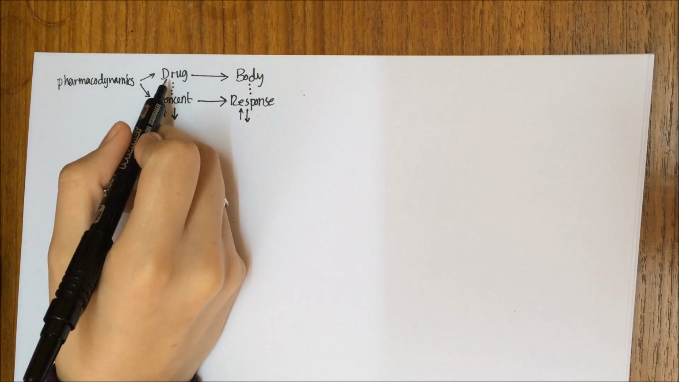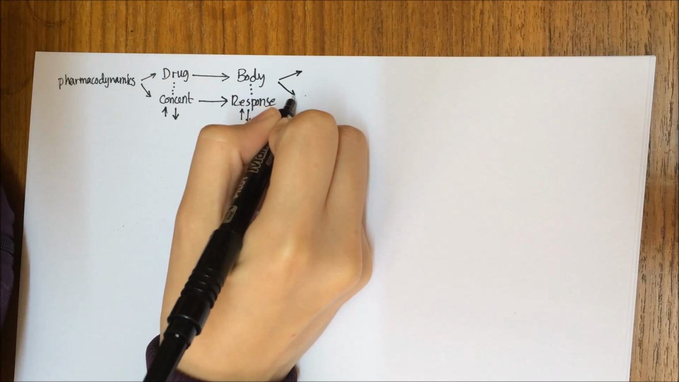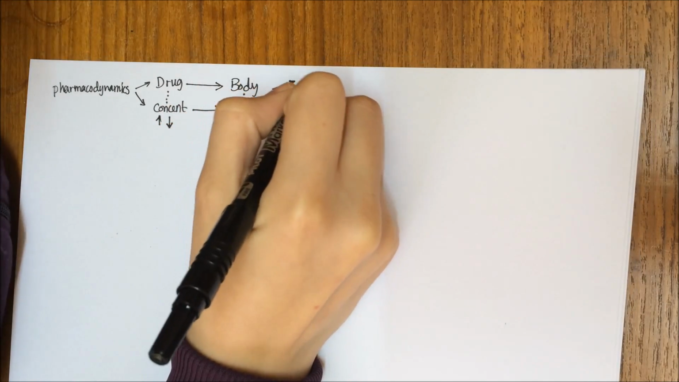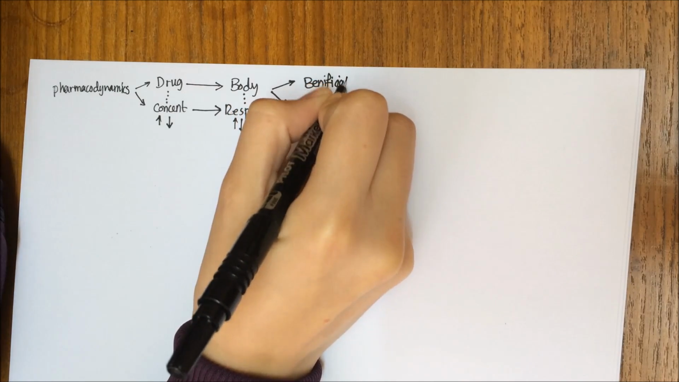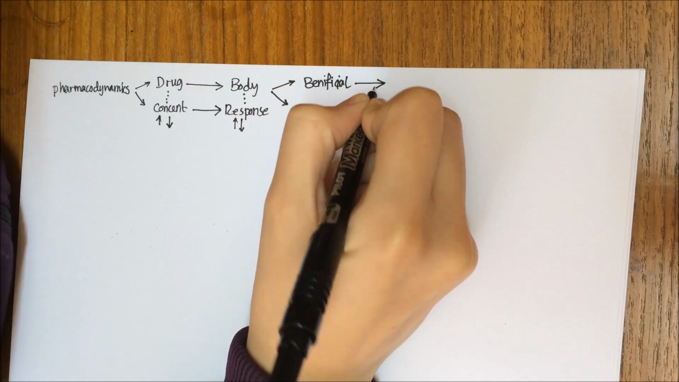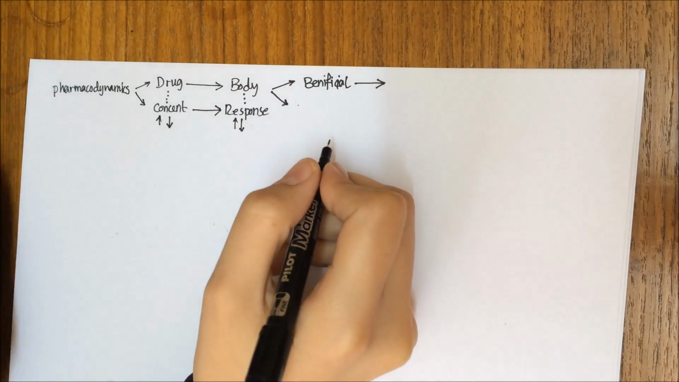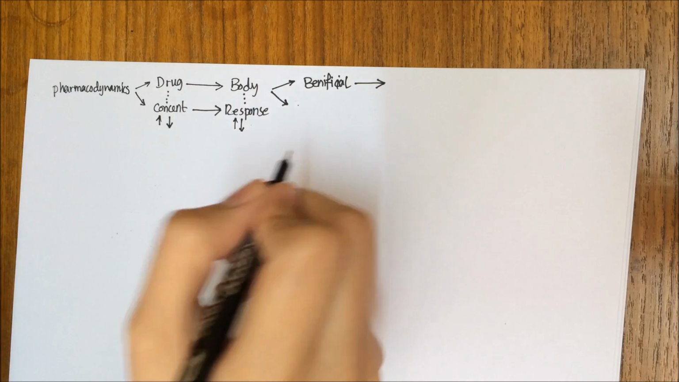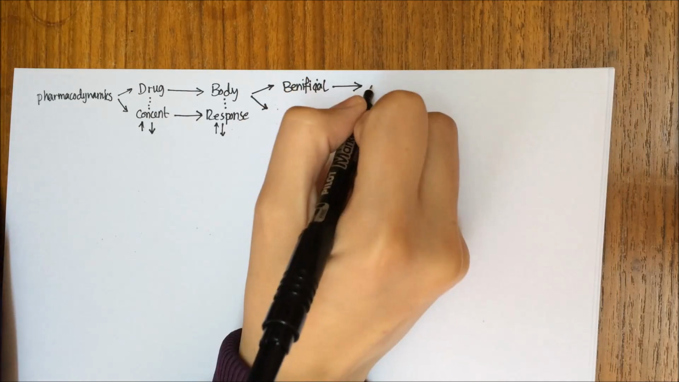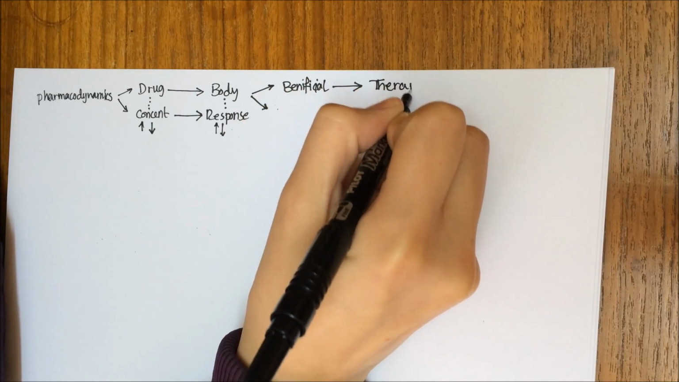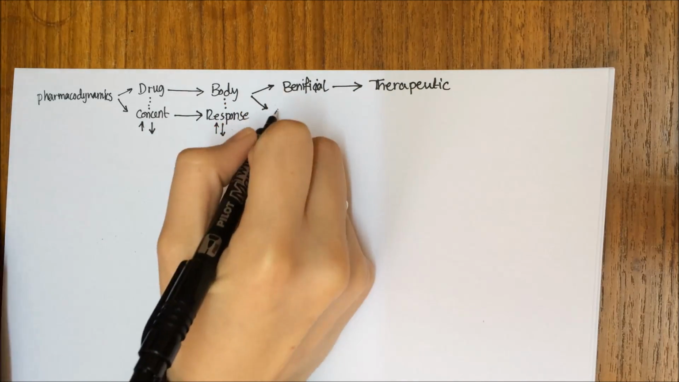Now, the effect of the drug on the body could be one of two. It could be beneficial, like when you give a certain drug and you get the response that you are looking for, that you have given the drug for in the first place. And when we get a beneficial effect, this is the therapeutic effect.